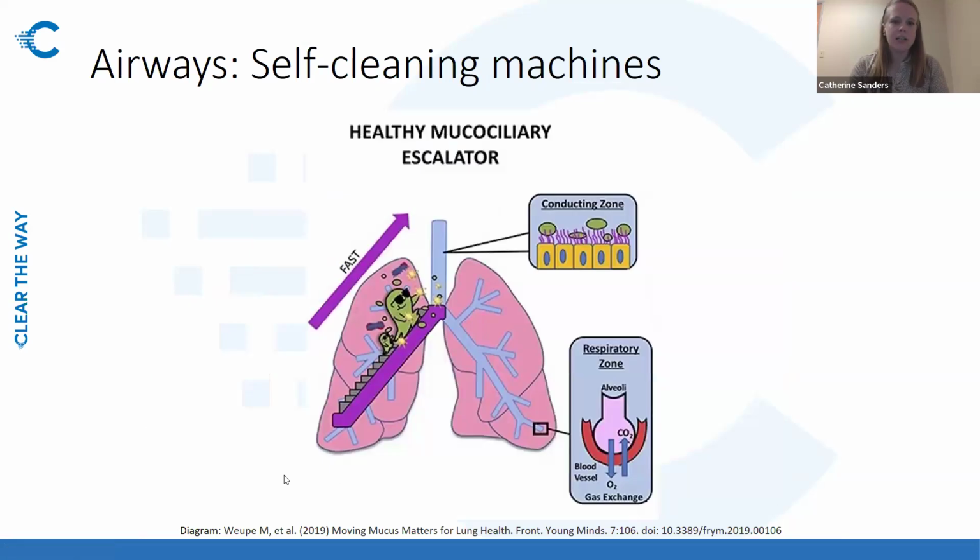So what this is called is the mucociliary escalator. And so you can think of it, our airways making mucus, moving it up the escalator, and this is happening constantly. So the airways act as a self-cleaning machine. And this is what happens when it's functioning properly. Next slide.